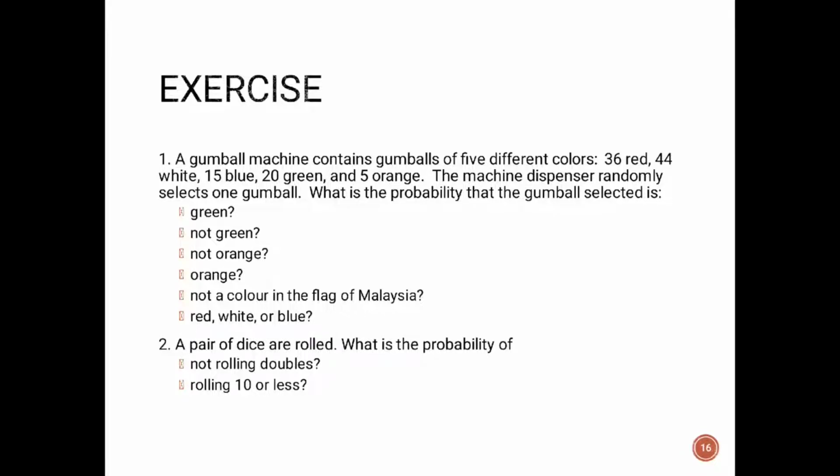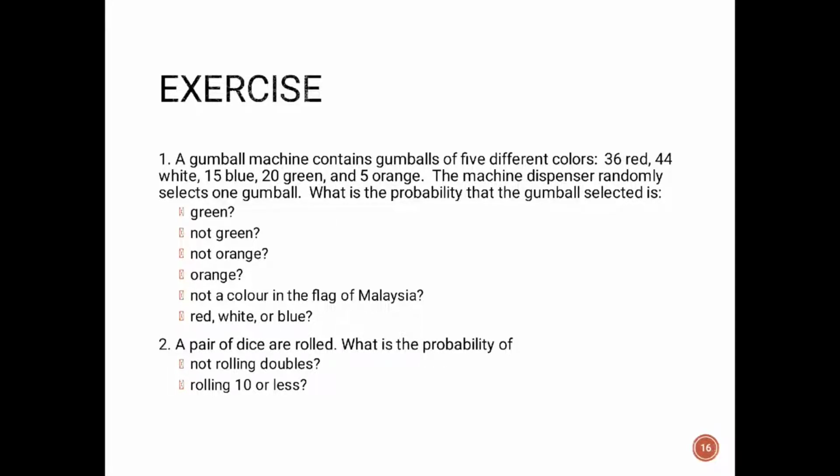Okay, so we will continue with the second part of this chapter. We are on the probability chapter. Last time, this is the last slide we have.